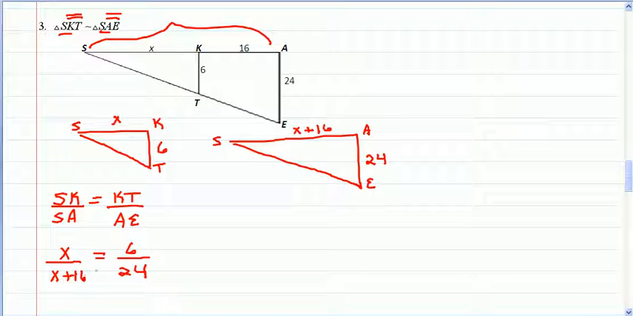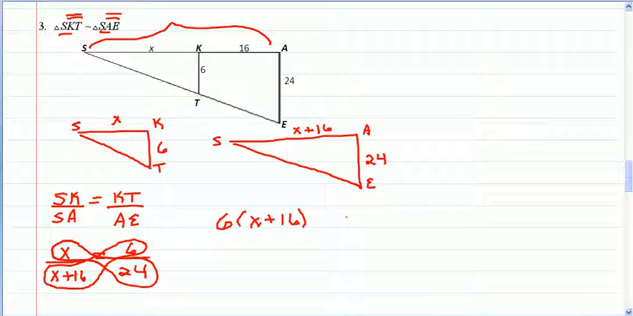So on this one, it doesn't matter which diagonal you start with because both of them will have a variable. So I'm just going to start with this one. So when I cross multiply, I lose the fraction. 6 times x plus 16, and then this diagonal is 24x. So cross multiplying gets rid of the fractions. I place an equal sign in between, and to solve for x, I will distribute the 6 first, and I get 6x. 6 times 16 is 96.